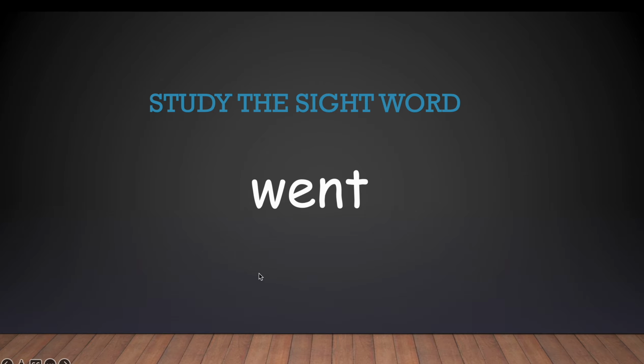First, let's count how many letters are in the word went. 1, 2, 3, 4. Let's spell the word went. W-E-N-T. I see one vowel, E, 3 consonants, W, N, and T. Let's clap the syllables that we hear in the word went. Went. Went has 1 syllable.